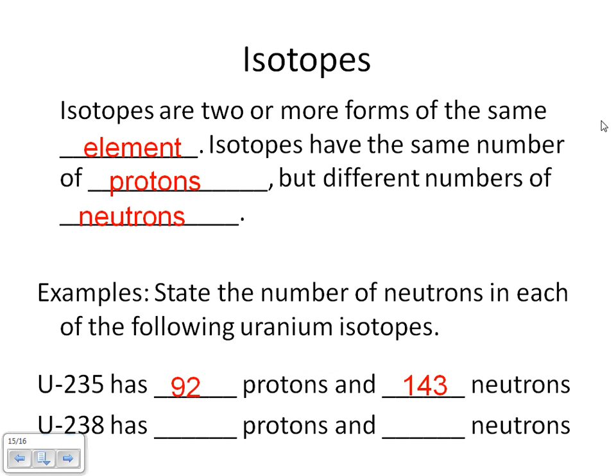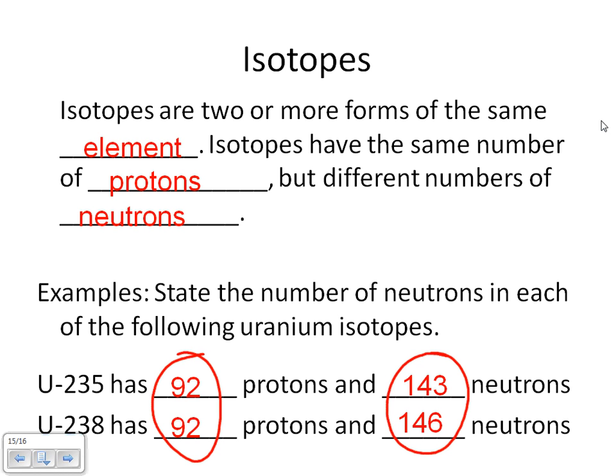A different isotope of uranium, U-238, still has 92 protons. That's never going to change. But it has more neutrons. It actually has 146 neutrons. Okay, so your definition of an isotope, different number of neutrons, but it has to have the same number of protons. What would happen if I change the number of protons?